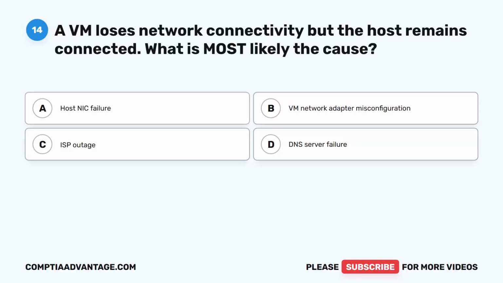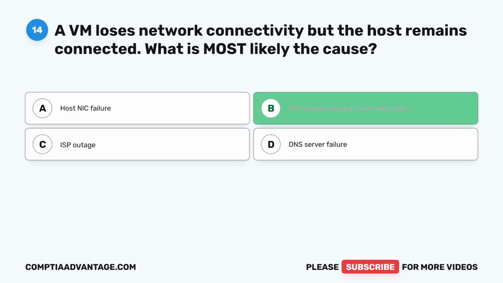Question 14. A VM loses network connectivity, but the host remains connected. What is most likely the cause? A. Host NIC failure. B. VM network adapter misconfiguration. C. ISP outage. D. DNS server failure. The correct answer is B.